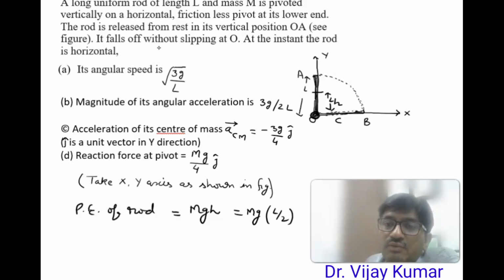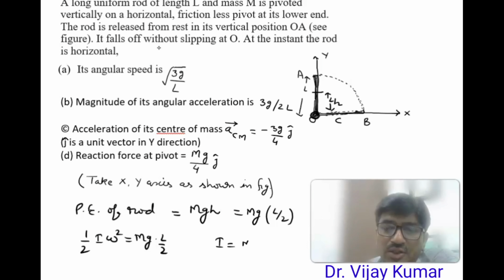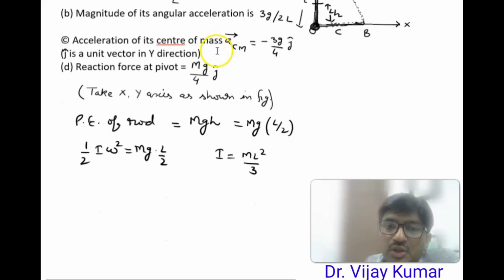And we know that when the rod is released and falls down and comes to its horizontal position, the potential energy is converted into angular kinetic energy. So angular kinetic energy, half I omega square, should be equal to mg into L by 2. And in this position, the moment of inertia is ml square by 3. This is the formula of moment of inertia.